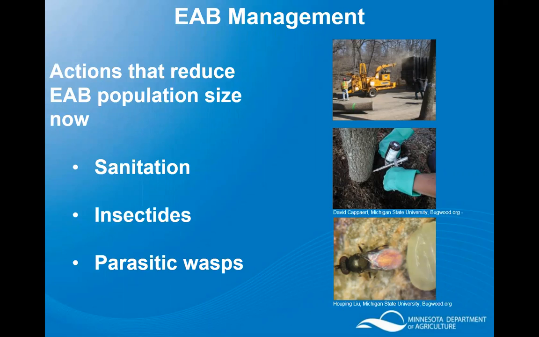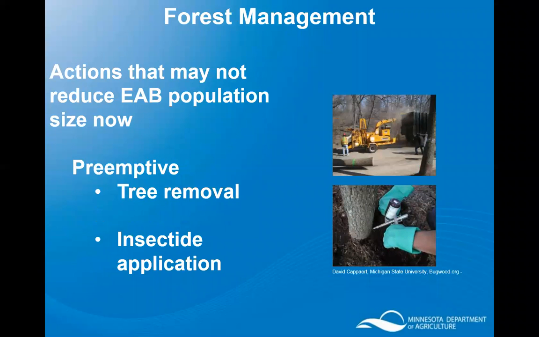That might be infested trees or trees very near infested trees. But the point would be that we're using insecticides in a way that we're expecting they are having an impact on the emerald ash borer population. And then finally, the biological control agents, the parasitic wasps, which attack and kill various life stages of emerald ash borer. Now, when we think about forest management, it's really basically the same things, just implemented in a different way.